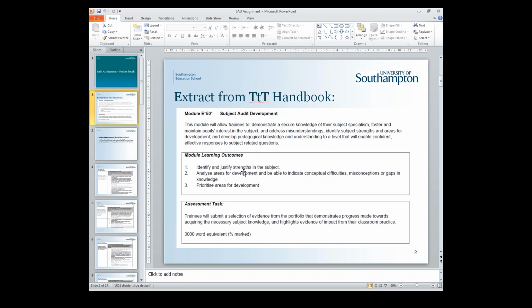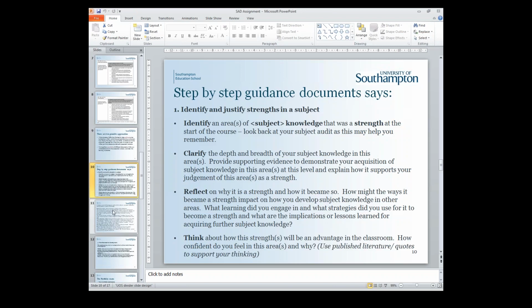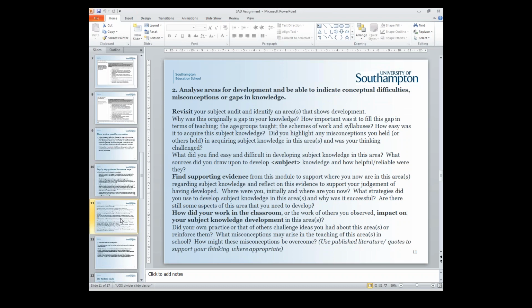So yes, identifying and justifying your strengths, analysing areas for development, prioritising areas for development. So it splits into those three things, and Carol sends out a document saying, identify it, talk about it, and provide evidence as to why it's a strength, and reflect on that. Think about how it's an advantage, and use literature to support it. And then you do the same with your areas for development.